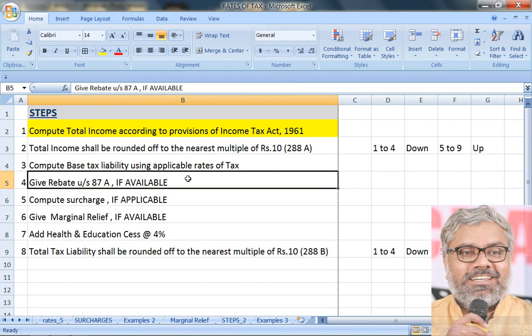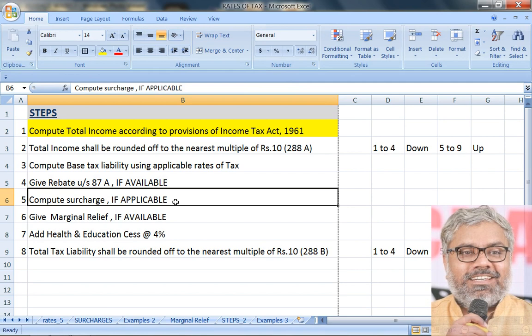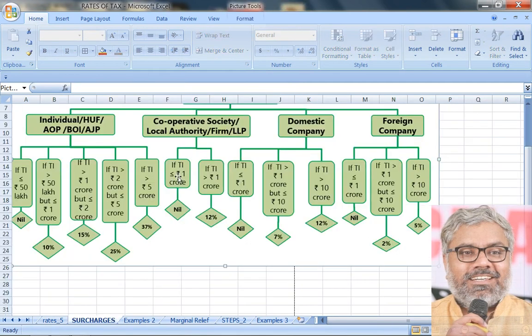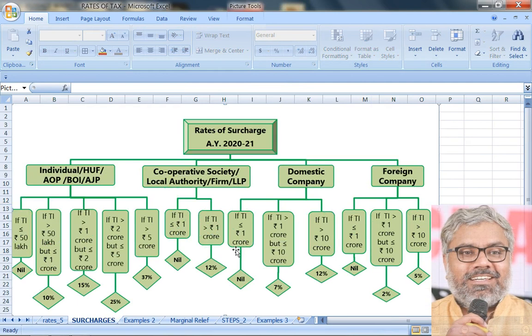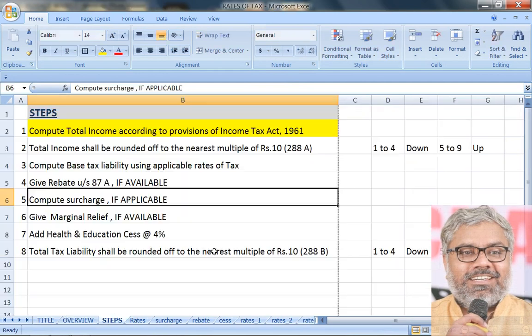Rebate is only for resident individuals, so we don't need to worry about any other SSC. Only for resident individuals, rebate under 87A is applicable up to a maximum of 12,500 rupees, we know that. Surcharge is there for many people. For individuals, surcharge will start as soon as the income exceeds 50 lakhs. For others, surcharge will start when the income exceeds 1 crore. And different surcharge rates are applicable. This summary you have to remember very thoroughly. This table you have to remember thoroughly, the surcharge table that we have discussed, and apply it.